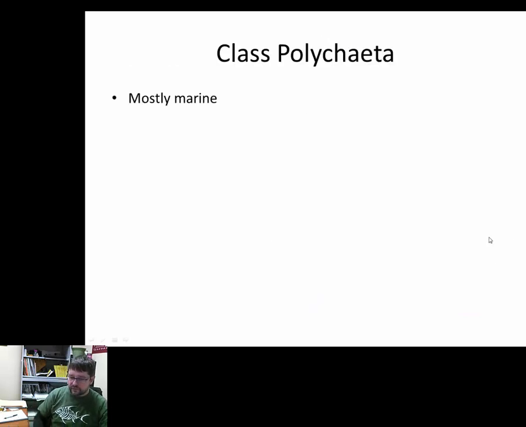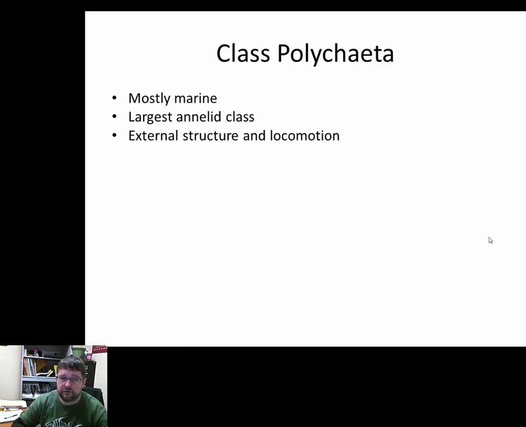Okay. All right, so let's talk about the class Polychaeta. Okay, so the polychaetes are marine for the most part. There are a couple freshwater species. Okay, they're a huge group, very large. They have external structures, parapodia, which they use for locomotion.